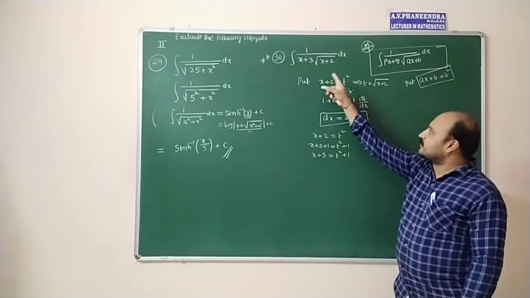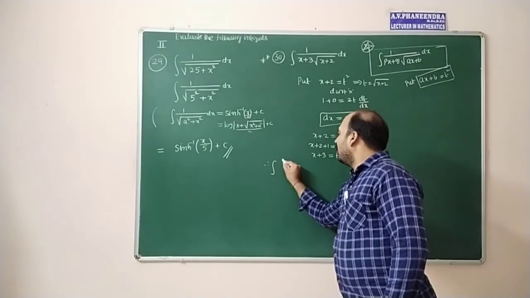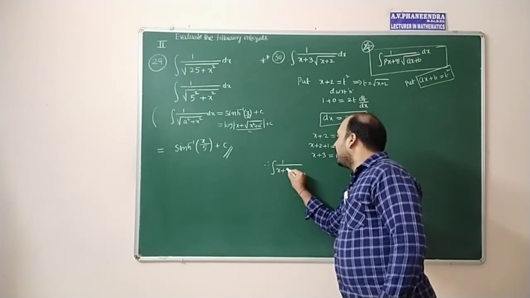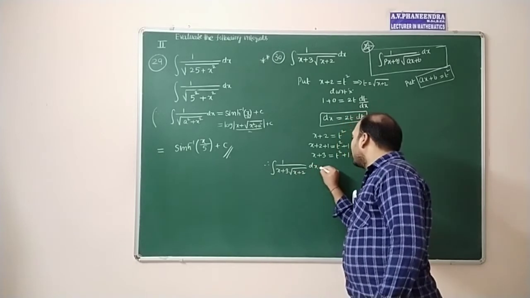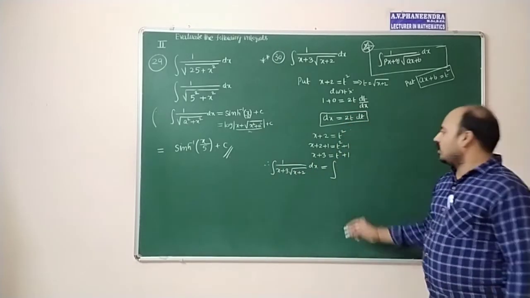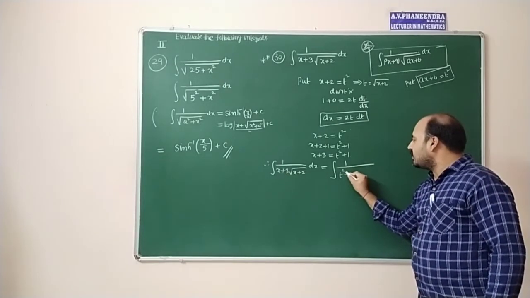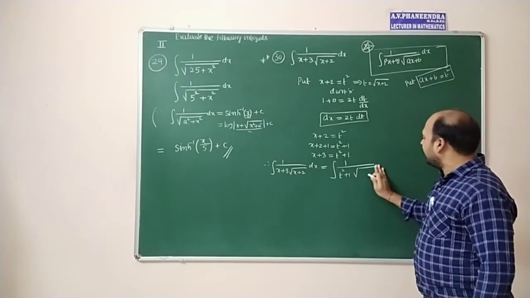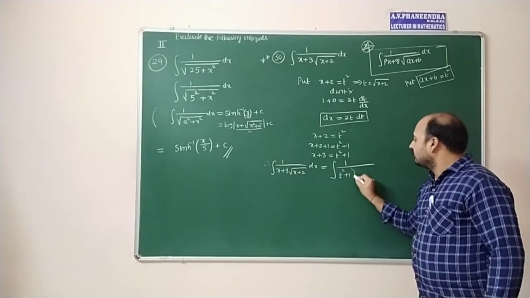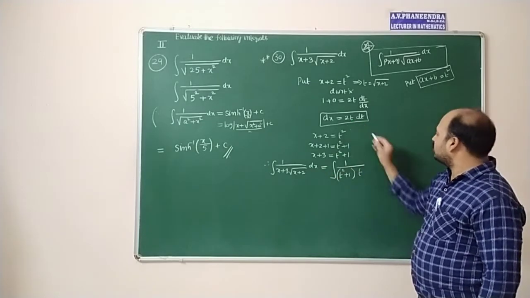Now in place of x plus 3 substitute t square plus 1. Therefore, integral 1 by x plus 3 into square root of x plus 2 into dx is equal to integral 1 by, in place of x plus 3, t square plus 1, under root of x plus 2. Under root of x plus 2 is t, directly you can write it. In place of dx, you have to write 2t dt.